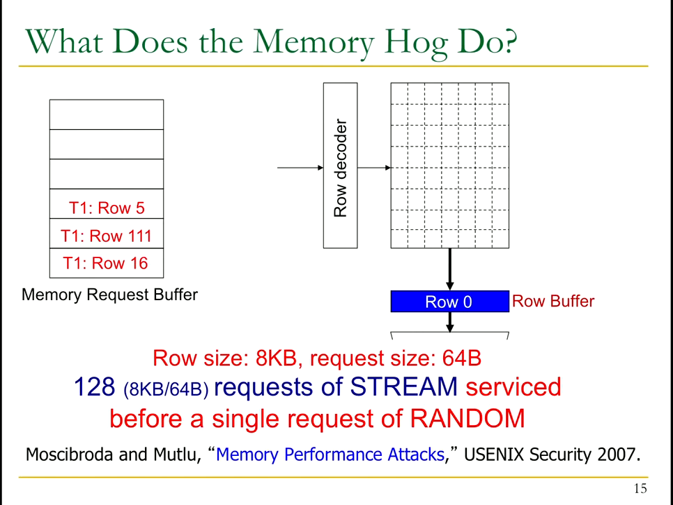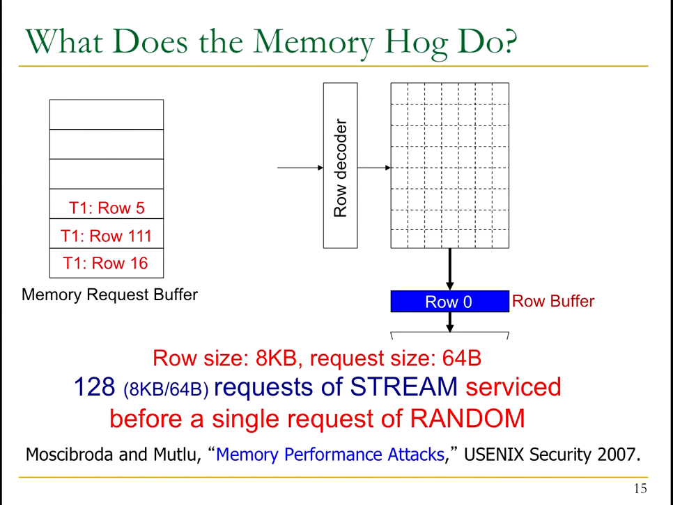Basically, with these parameters, 128 requests of the stream are serviced before a single request of random. Now we can calculate the delay, right? 128 times, let's say 100 nanoseconds to access memory. That's a long time. Does that make sense?